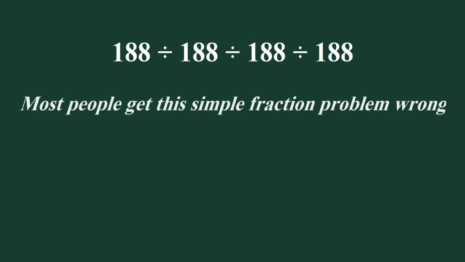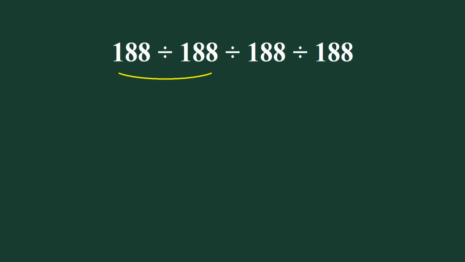On this ride, 188 divided by 188, which equals 1, and 188 divided by 188 equals 1. Now we have this problem, 1 divided by 1, which equals 1.